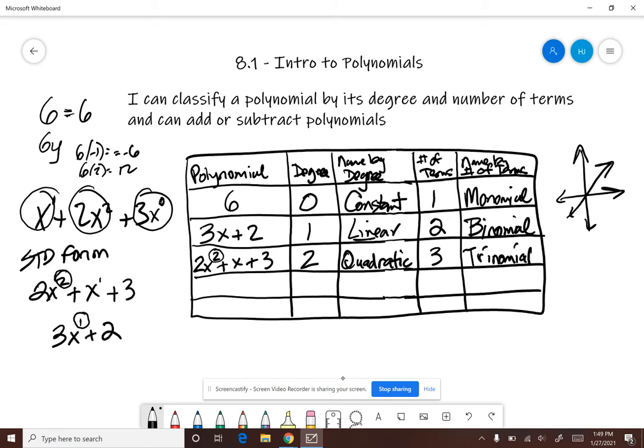So let's say we had x to the 4th plus 3x plus 2. Again, this is in standard form. So you need to make sure it's in standard form always before you ever start. But notice that my highest index is a 4. So that means my degree here is in fact a 4. So I'm going to do x to the 4th plus 3x plus 2.